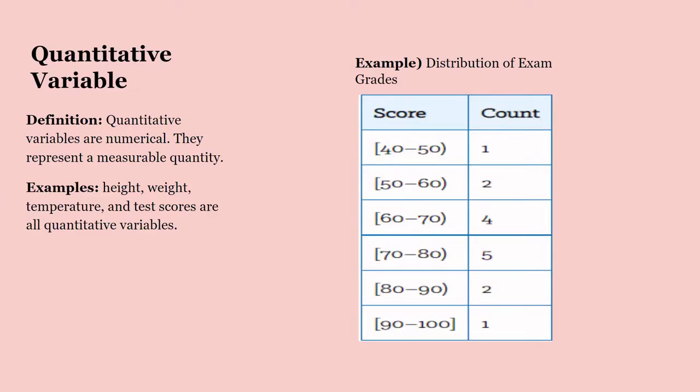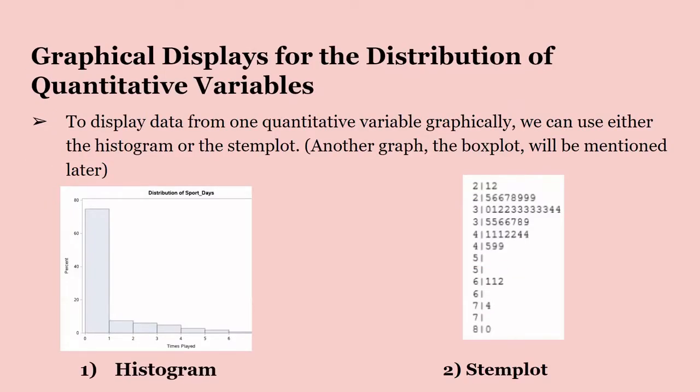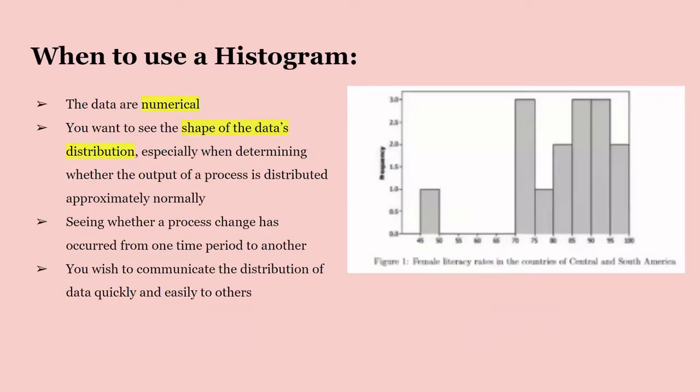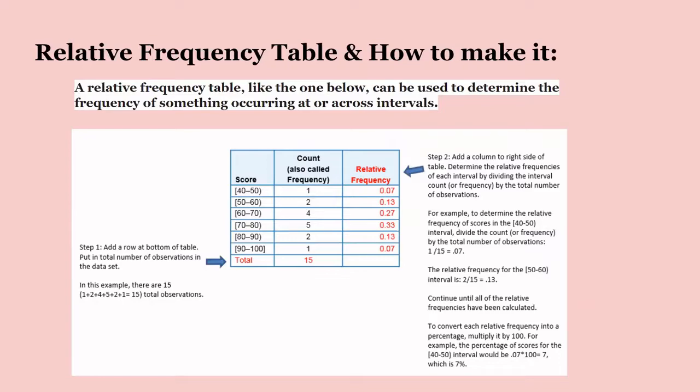Quantitative variables are variables that represent a measurable quantity, like height and test score. There are two ways to display quantitative variables, which are a histogram and a stem plot. You use a histogram when the data is numerical or quantitative, and you want to see the shape of the distribution. It is important to note that each observation should only be counted once in an interval. A relative frequency table can be used to determine the frequency of something happening across intervals.